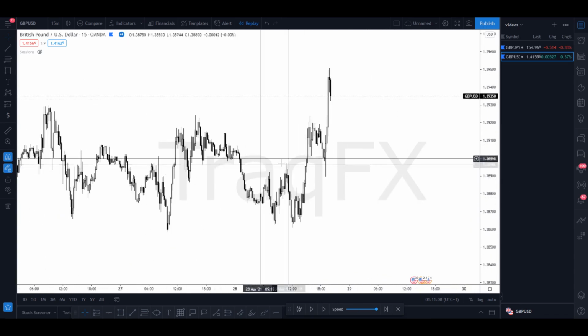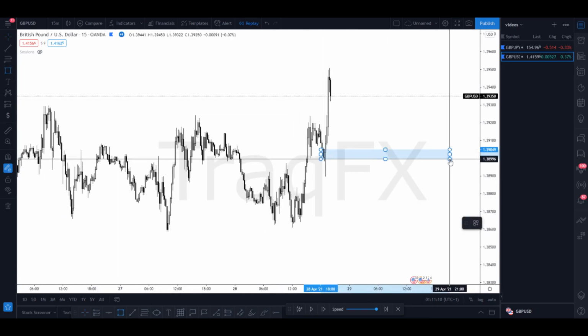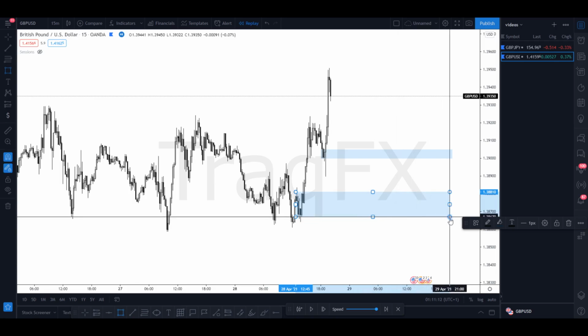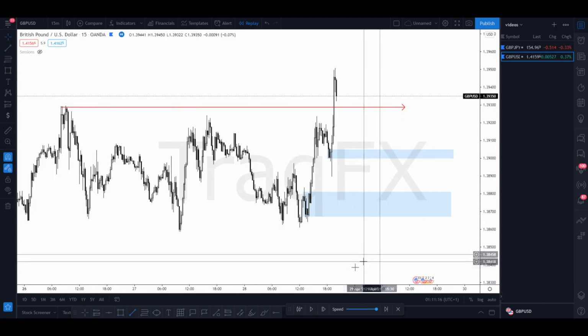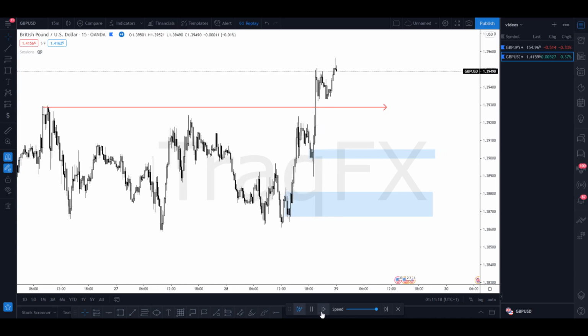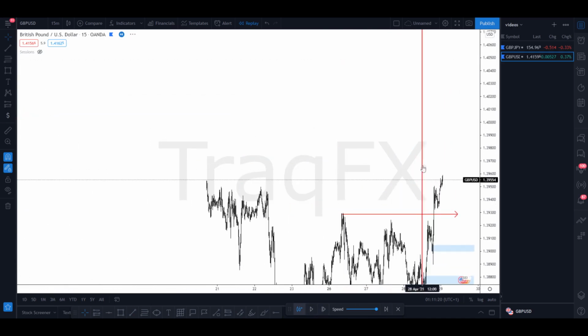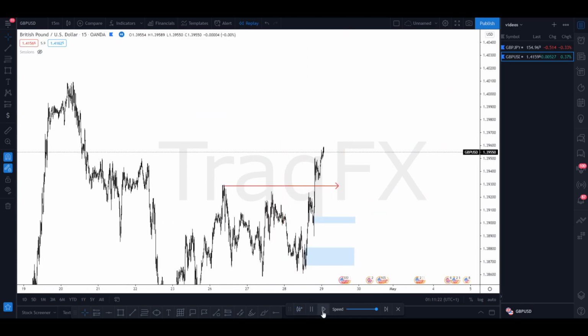Price ends up expanding once again. So we created another area of interest right here and then another area of interest right over here. Price broke structure towards the left right here. So now we'd be focusing on these levels instead. Let's look at what price has to do.